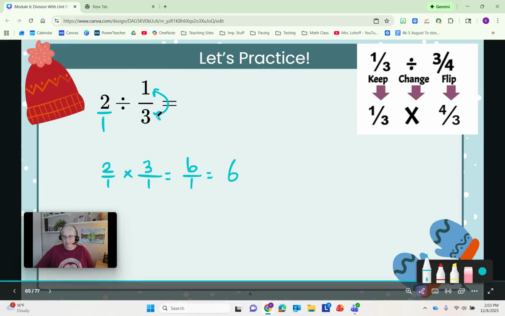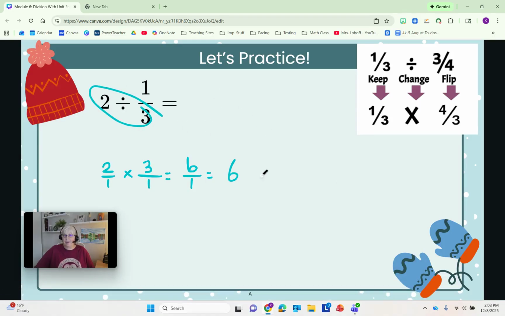If you have a different method of doing this, some people know the method where you are multiplying the whole number by the denominator and keeping your numerator the same. That works too. I am teaching keep, change, flip.